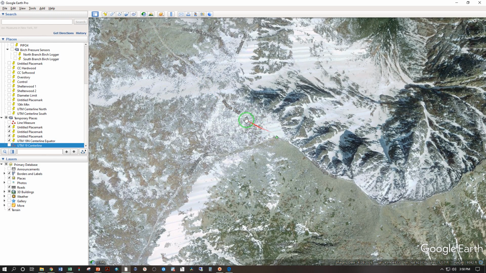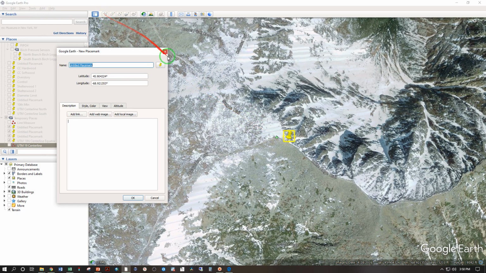So here's Baxter Peak on Katahdin. Let's go ahead and create a point here. And you see how it's changed the coordinate system. And if you were to paste a different coordinate system in there, it would recognize that and fix that for you. So if you put in degrees, minutes, and seconds instead of decimal degrees, it would automatically convert that. We saw that earlier when we were pasting in decimal degrees, and it changed it to the other.